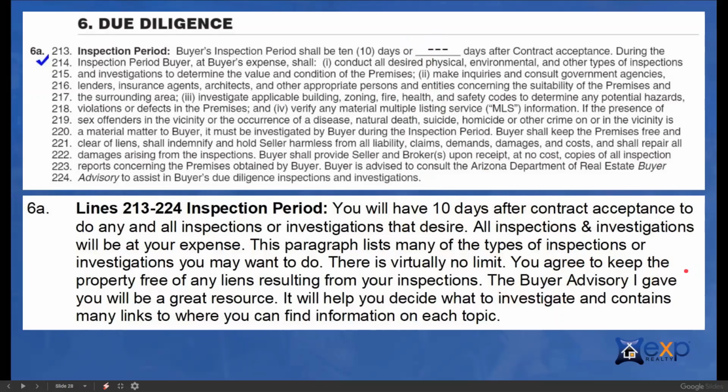You agree to keep the property free of any liens resulting from your inspections, and the buyer advisory that I gave you will be a great resource. It will help you decide what to investigate and contains many links to where you can find information on each topic. Of course, that's assuming you've already given the buyer the buyer advisory. This should be the latest point in time that you ever give the buyer a buyer advisory. Ideally, they should have it well before you're writing a contract.